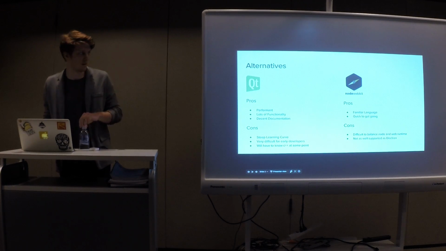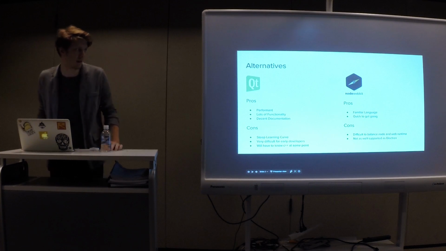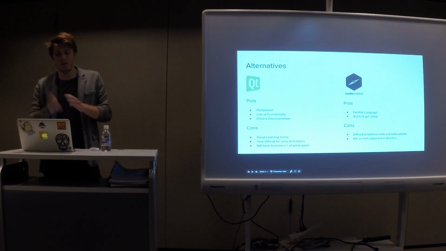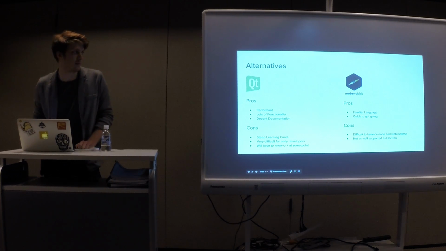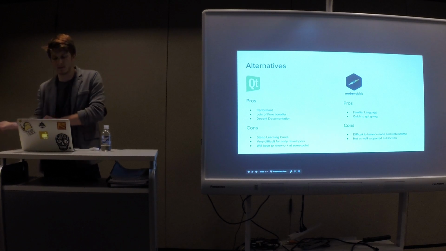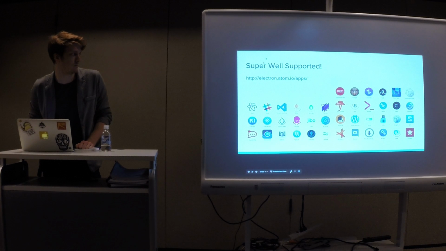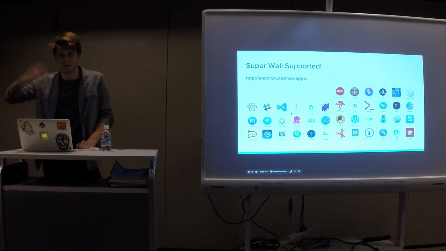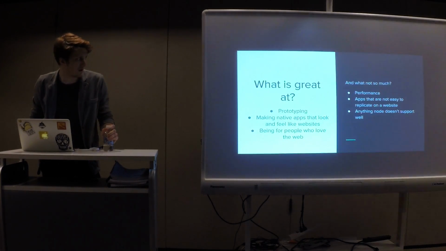Node WebKit is kind of like Electron, but not quite there yet. It's got 2 different runtimes between your node and your actual rendering browser. And the documentation is a little messy. So basically with Electron, you don't get the cons, but you get all the pros of those. And it's super well supported. The list on this link goes way longer, but I'm sure everyone here has heard of Slack, as well as Discord and Atom. So those are awesome.